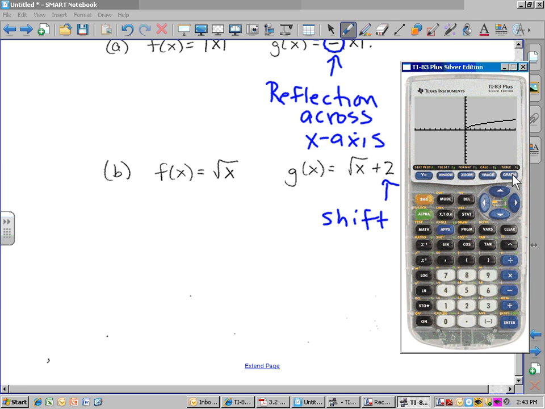If we add 2, it says that should shift it up 2. So if we add 2 to it, instead of it starting at the origin, it should start at 2 and then continue to increase as we move to the right. So let's go ahead and add 2. And there you go. As you can see, it's been shifted up 2. It's no longer starting at the origin. If we hit trace, it's starting at 0, 2. It's been moved up 2 vertically.